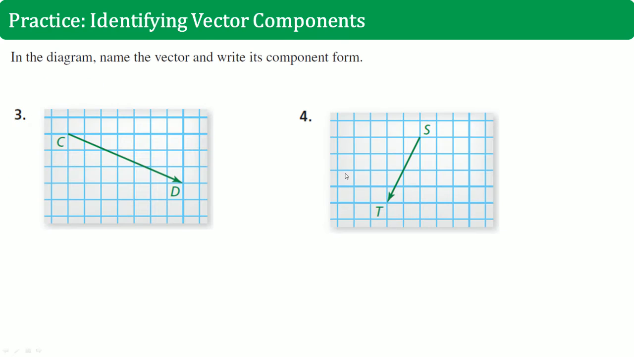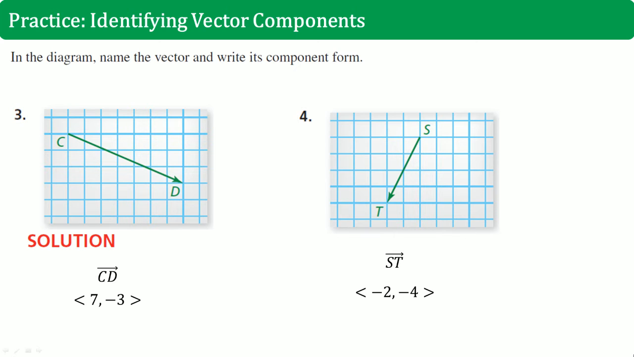Next, I would like you to practice and identify the vector component for 3 and 4. Pause the video if you need to. Here are the solutions. 3 is called vector CD, component form 7, comma, -3 in the caret bracket. Number 4, the vector is called ST, and the component form would be caret bracket -2, comma, -4.